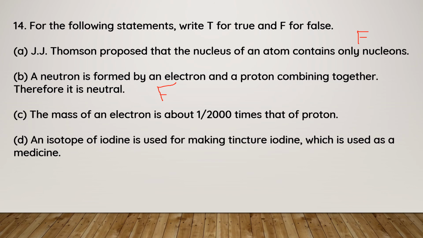Then, the mass of an electron is about 1 by 2000 times that of a proton. So that statement is true, the comparison of mass of electron and proton. And the fourth one, an isotope of iodine is used for making tincture iodine, which is used as a medicine. Tincture iodine is a medicine, but the isotope of iodine is used for the treatment of goiter. So this statement is also false. You can do that in your textbook.